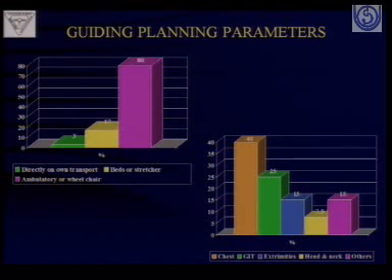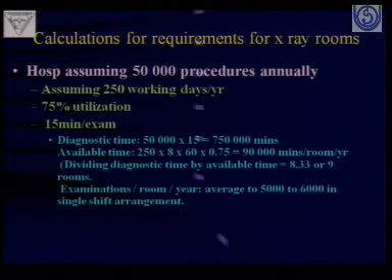There are various calculations, as we saw. If you are going to carry out 50,000 procedures, then you would require approximately 10 X-ray rooms, depending on the time requirement of the examination, the turnover required per patient, the changing requirement, and all those things considered together.